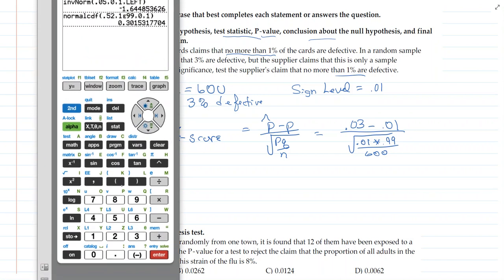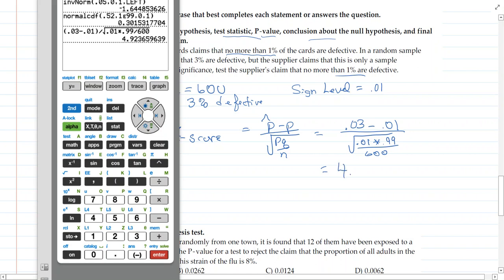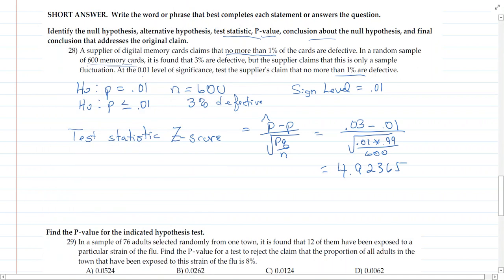Okay, so I'm going to put open parentheses, 0.03 minus 0.01, close parenthesis, divided by the square root of 0.01 times 0.99 to give me the 1%, divided by the 600 of our sample. And we get our test statistic. It's very large, 4.92365 and so on. Okay, so we want to put 2 decimal places. That is our test statistic. Now it said to find the p-value.